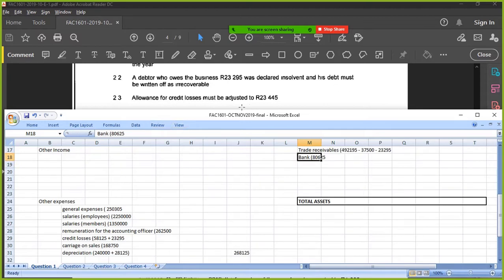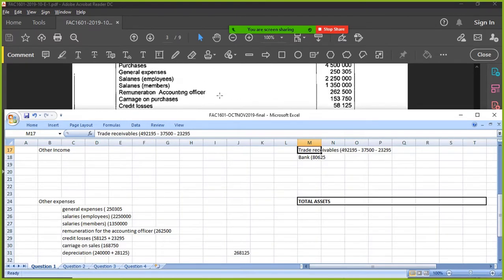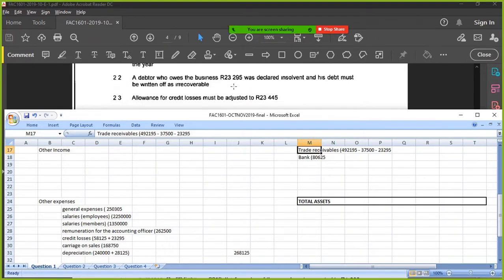Okay, allowance for credit losses must be adjusted to 23. The allowance was 37. Let's just double check that. Where's the allowance? Here, yeah, the allowance is 37. So, is the allowance going up or down? The allowance is going down. It's adjusted to. So, if I decrease an allowance, I would debit it. So, I would debit the allowance and I would credit the credit losses.